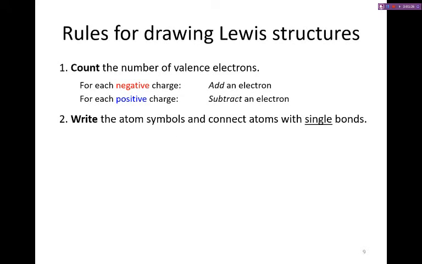After you've counted up the number of valence electrons, what you want to do is write out the atomic symbols and connect those atoms with single bonds. Many students start out by writing things with multiple bonds, and it just doesn't make sense to do it that way. You're going to make a lot more problems. So you always want to write out only with single bonds first.